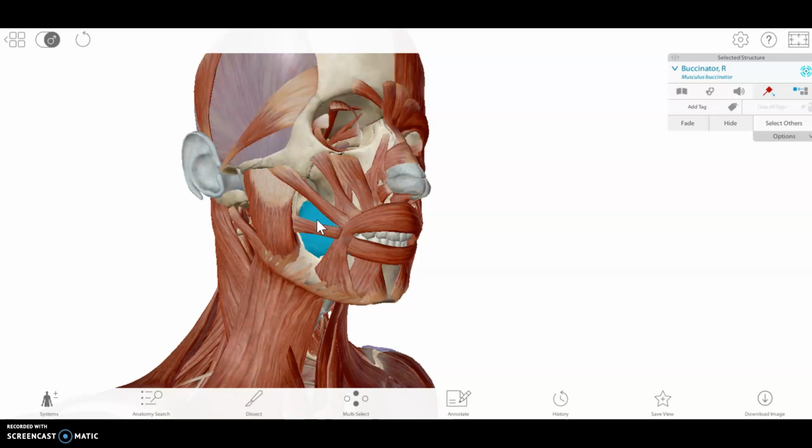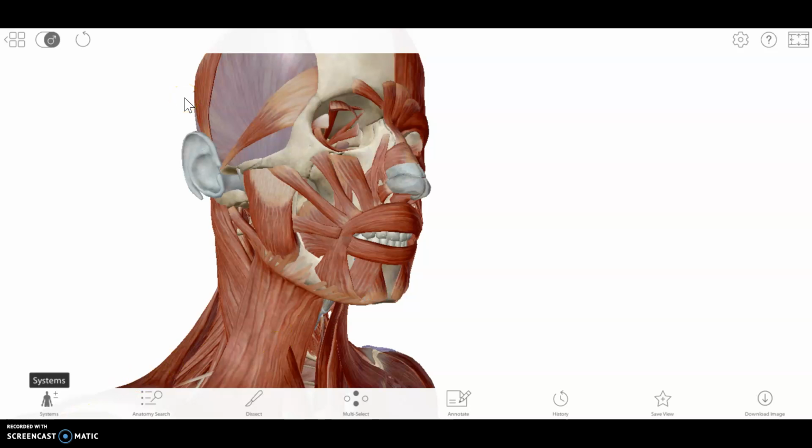Okay, and then the depressor labii inferioris. Okay, this does a partial pout. Okay, so right here. And then you have your mentalis. This does the full pout. It also wrinkles the skin on your chin. So if you make your chin tense up, you're using your mentalis muscle.